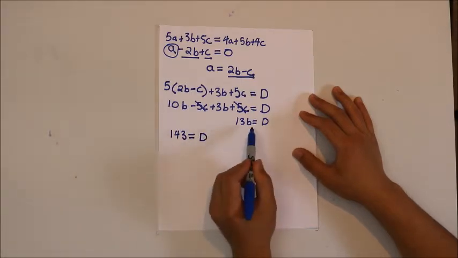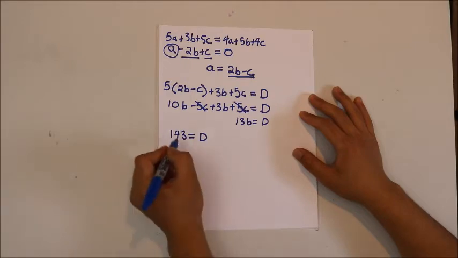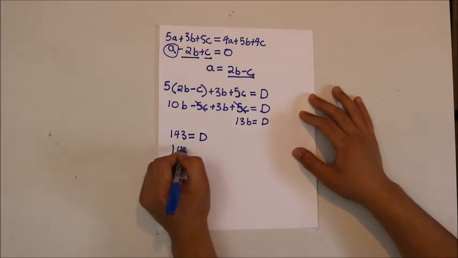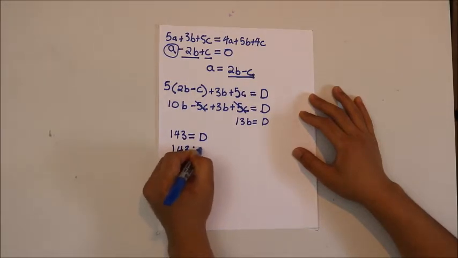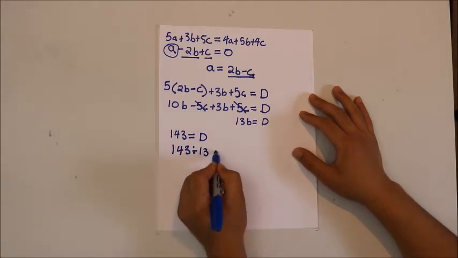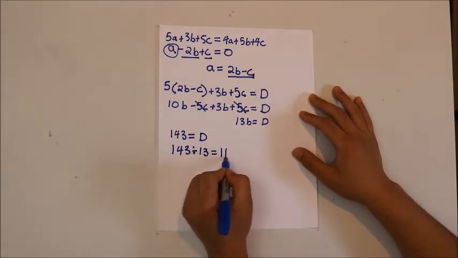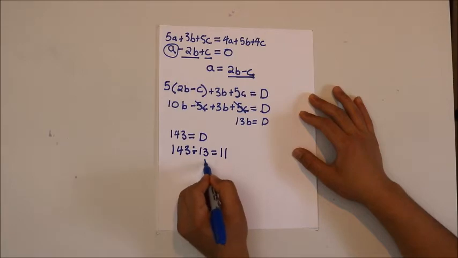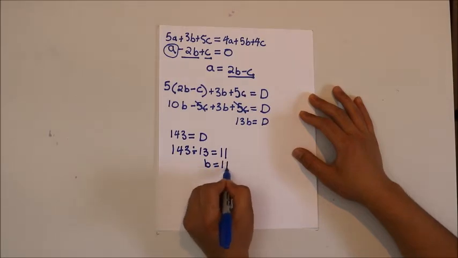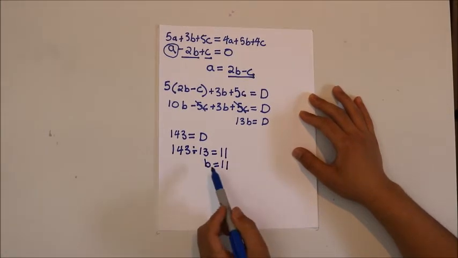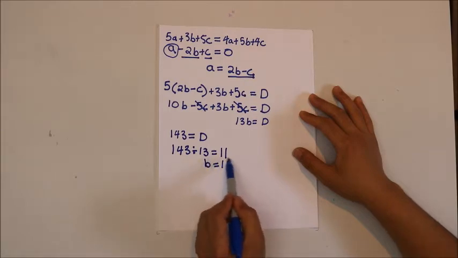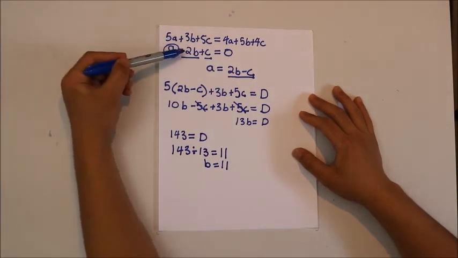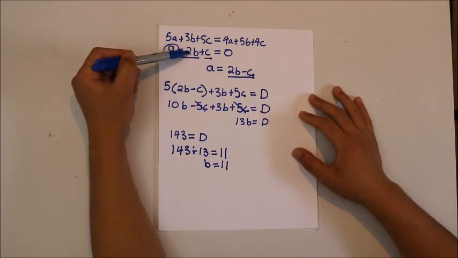Now, to find b, all we have to do is divide by 13. So once we do that, 143 divided by 13 is equal to 11. So now we know that b is equal to 11. And then we just take this value, 11, and then we substitute it into our previous equation up here.